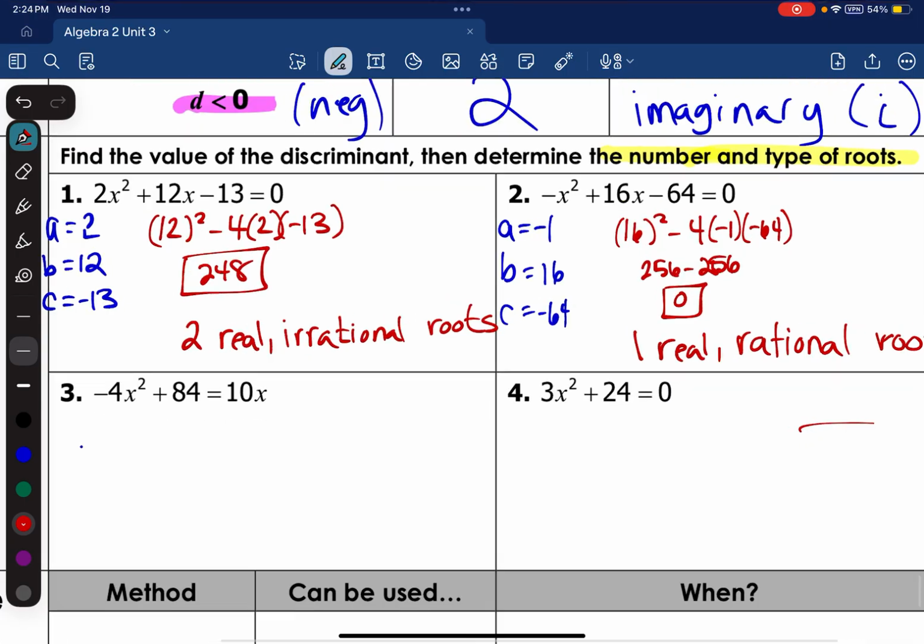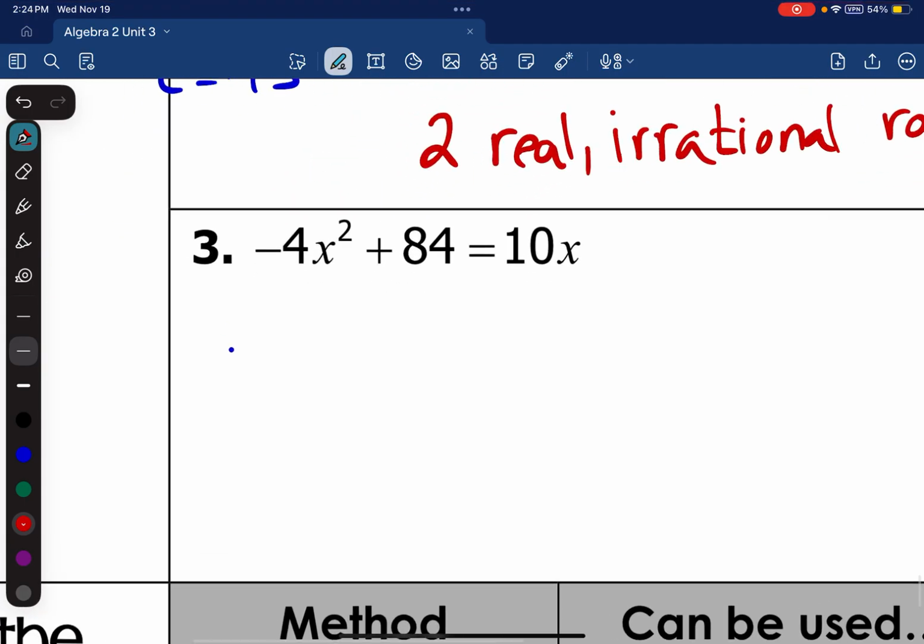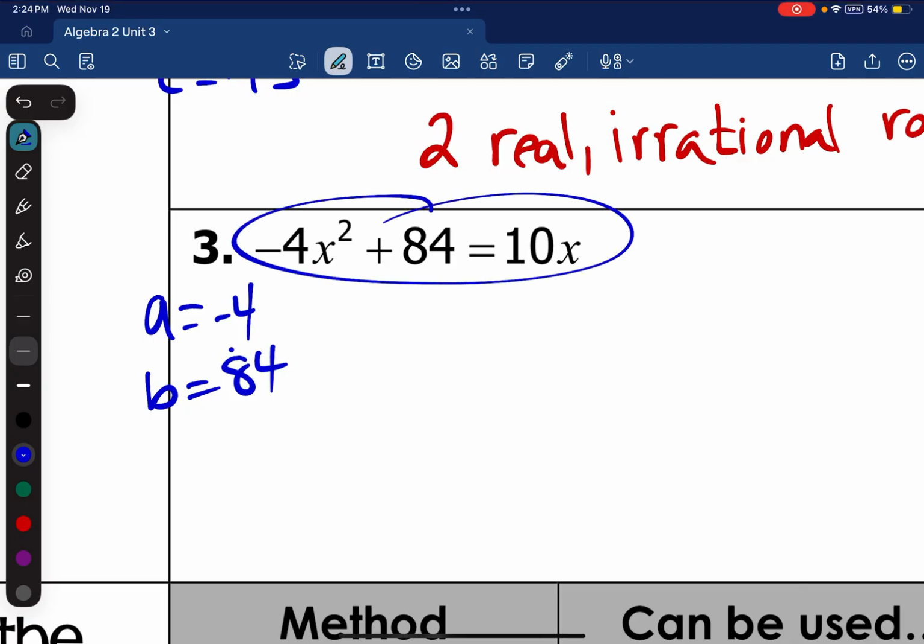Okay, we're going to repeat the process. First, identify A, B, and C. A is -4, B is 84. Oh, not in standard form. Can't identify A, B, and C until I put it in standard form.